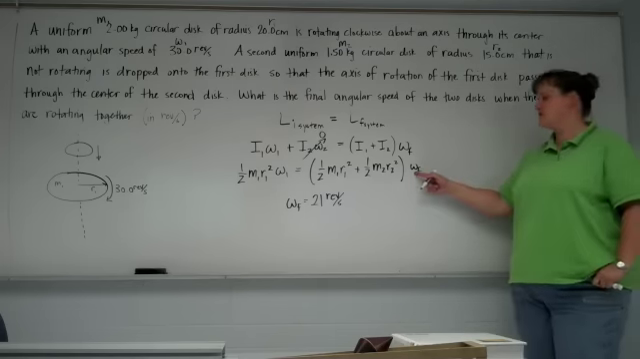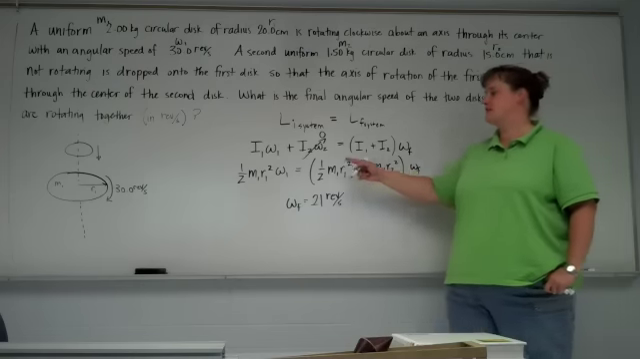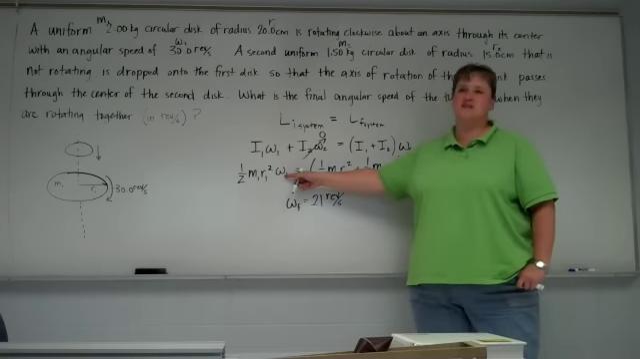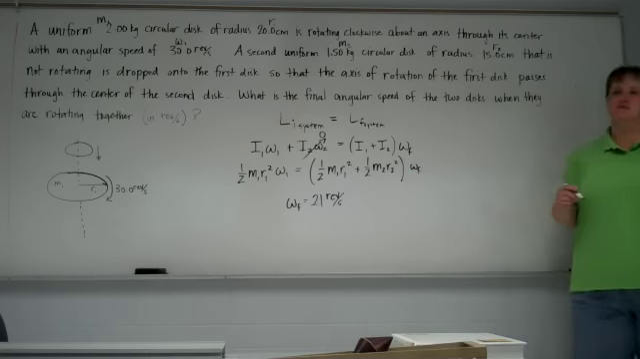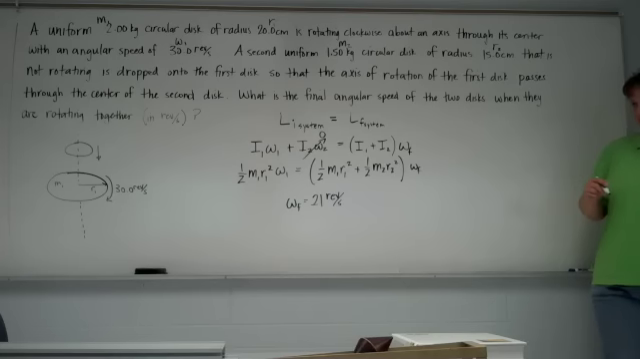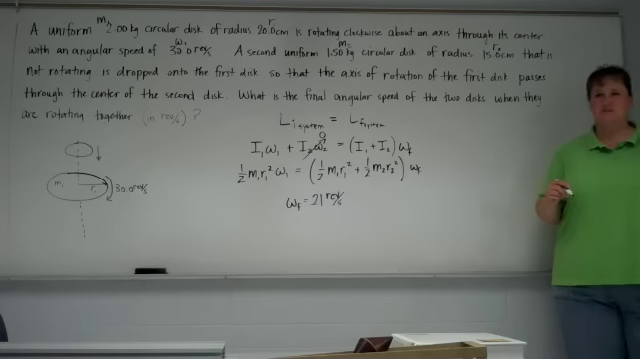The units on our final angular speed are the same as our units on the initial angular speed. Since we had the initial angular speed in revolutions per second, our final angular speed is also in revolutions per second. Questions?